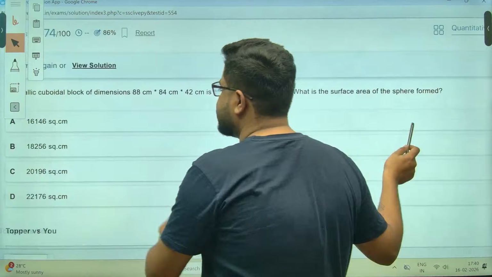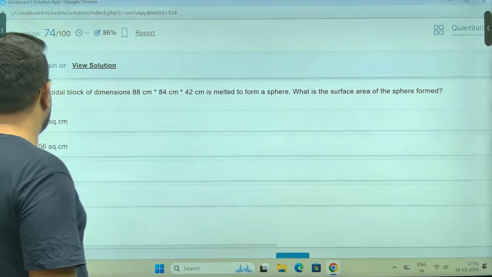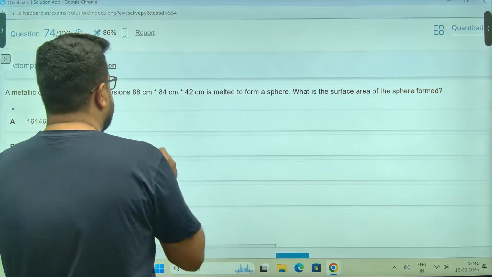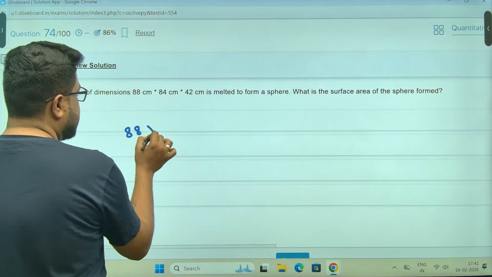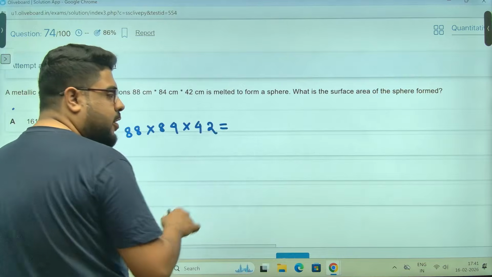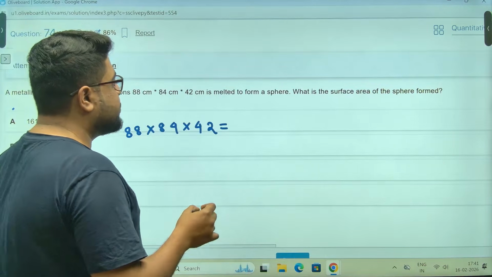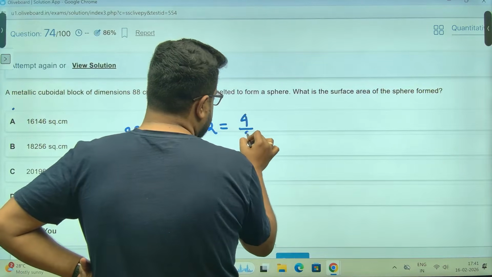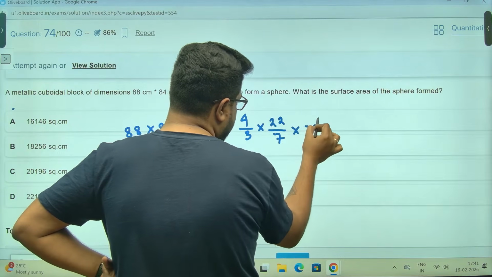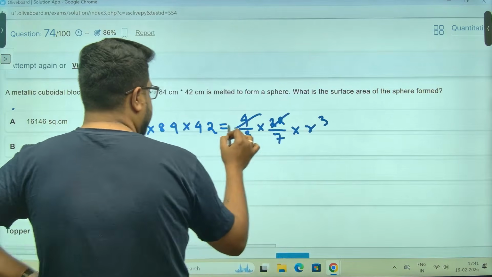Last couple of questions. What is this? Cuboid, this forms a sphere. Okay, sir. Area. Sir, cuboid, this is the volume. Melted and formed meaning, sir, volume is same. That is equal to 4/3 pi r cube. 22 and 4, 88, gone.